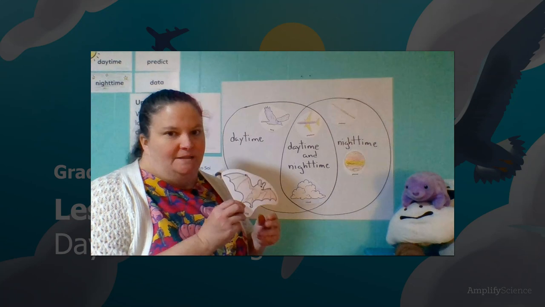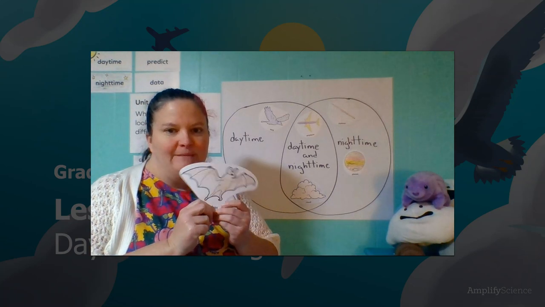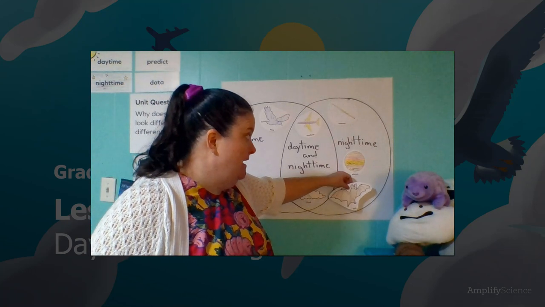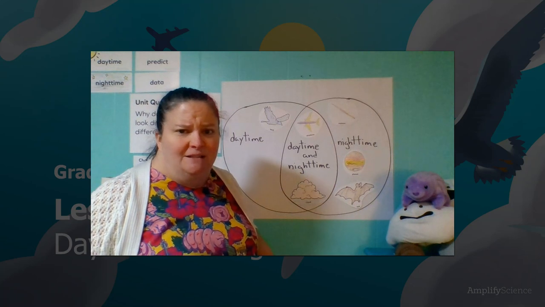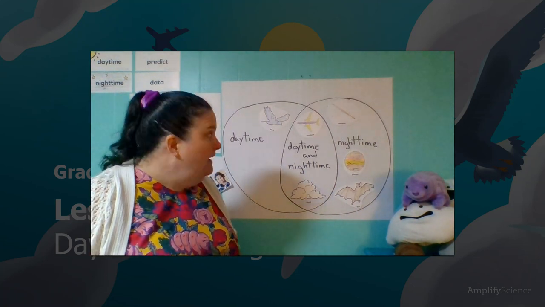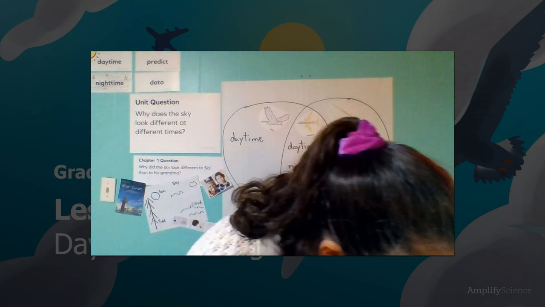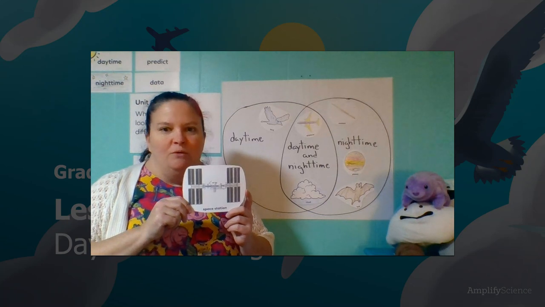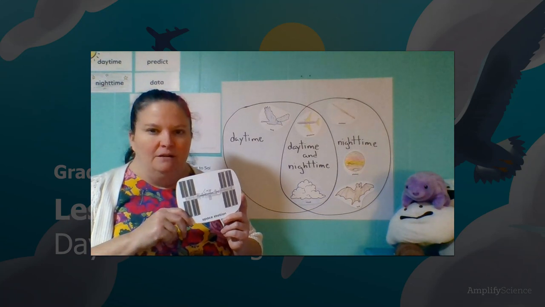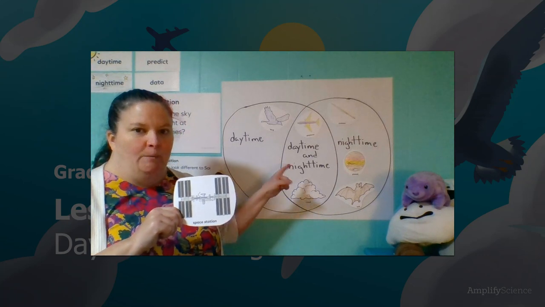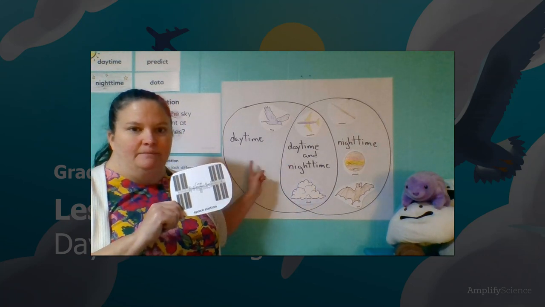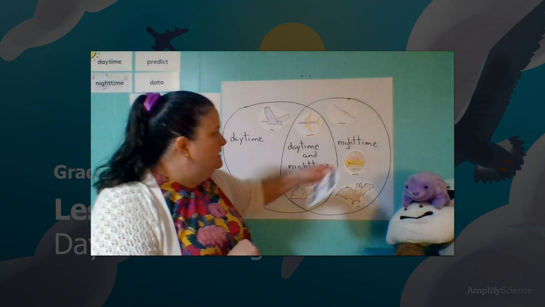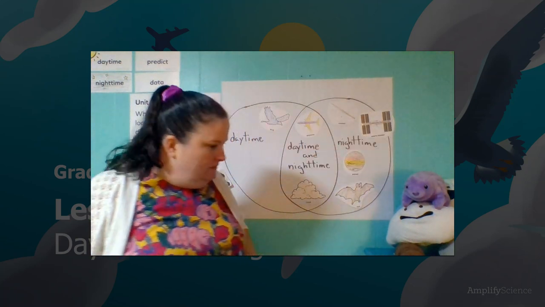How about bats? When do we see bats? Daytime, nighttime, or both? I've only seen bats at nighttime. Have you guys ever seen bats? I love seeing bats at night. How about the space station? Remember in the book they were really lucky and they got to see a space station? When was that? You want to point? Daytime? Nighttime? Both? I think we can only see the space station at nighttime.